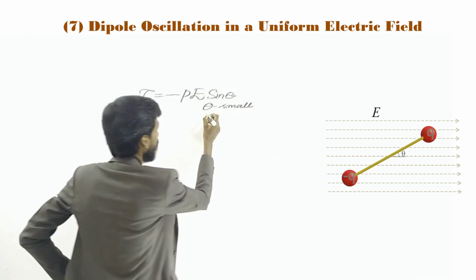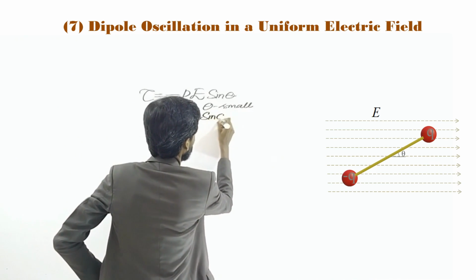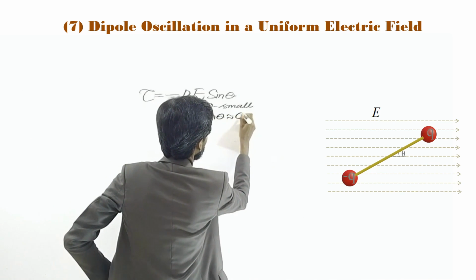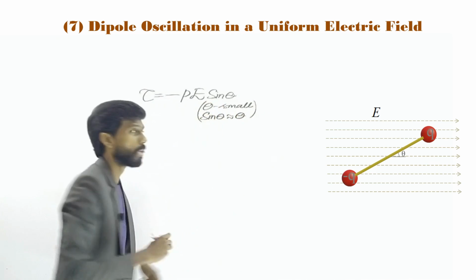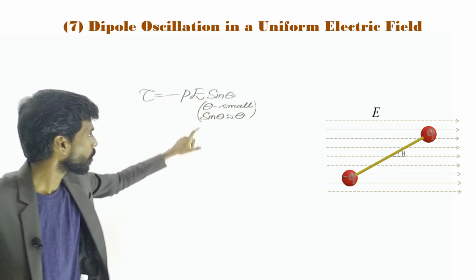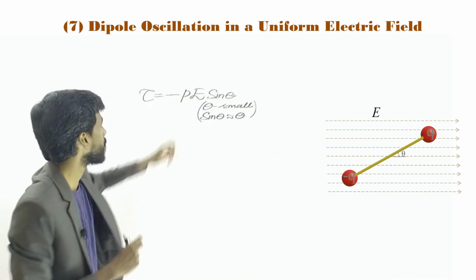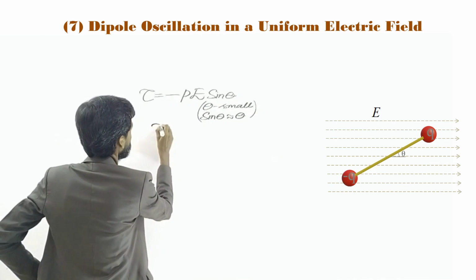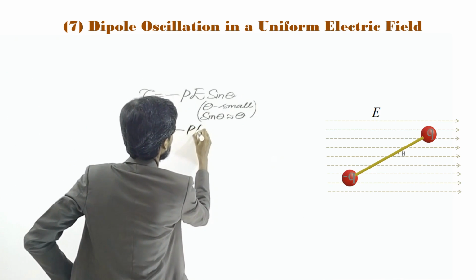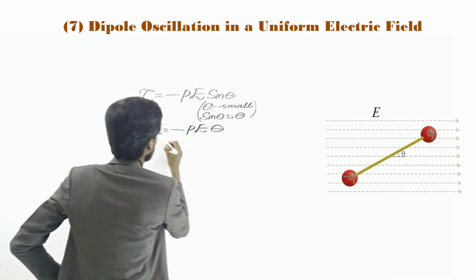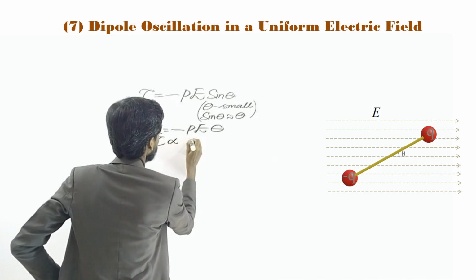Now when theta is very small, we approximately take sin theta to be theta only. We have done this approximation in many places. So sin theta can be approximately taken to be theta only. That means tau will become minus Pe theta. So the torque is proportional to the angle theta.